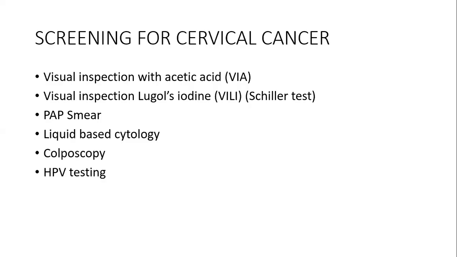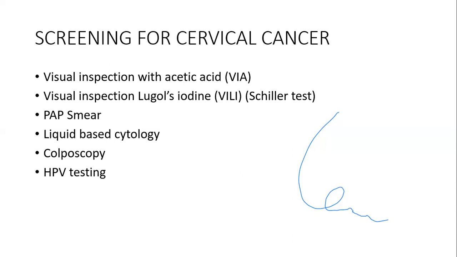So what are the screening methods available for us? We have the visual inspection with acetic acid or vinegar. This is just a simple procedure that can be done in the office setting. With your speculum, you visualize the cervix, and then you spray the vinegar on the cervix. After a few minutes, you inspect the cervix again. If there are white opaque areas, which are known as acetowhite areas, they depict pre-malignant lesions. From that point, the next action can be taken.